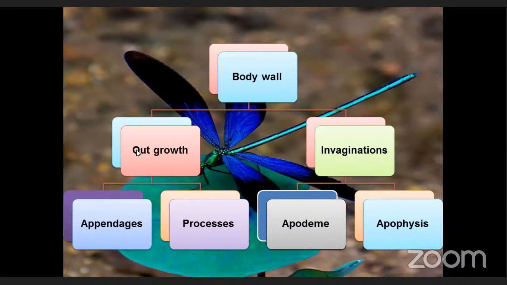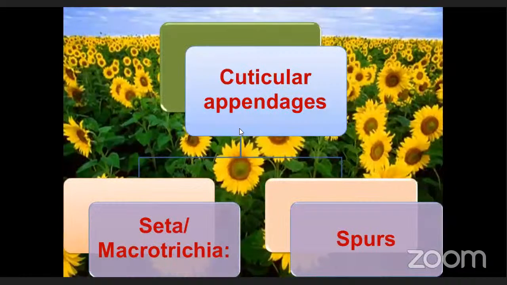Cuticular outgrowths are divided into 2 types, cuticular appendages and cuticular processes, based on the presence of membranous articulations. First we will discuss cuticular appendages. They consist of 2 types: macrotrichia, which we can also call setae, and another one, spur.